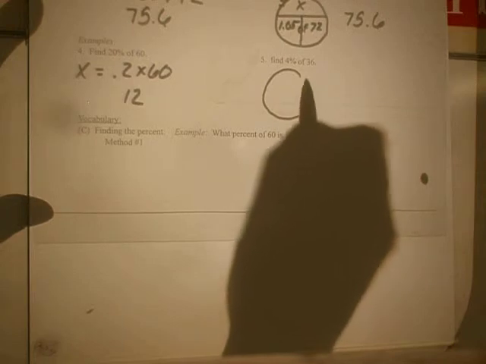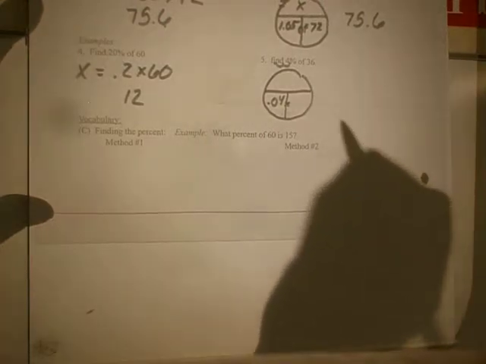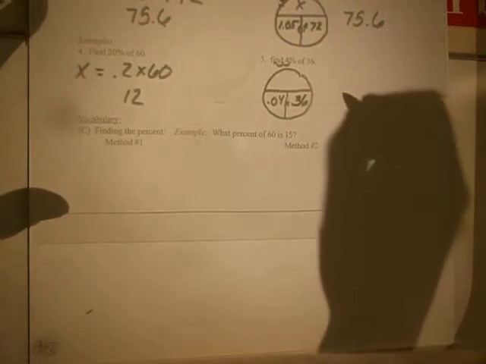And I'm going to do number 5 with the circle thing. 4% of 36. 4% as a decimal is 0.04. The "of" or the times goes there, and 36. So you will multiply 0.04 times 36. And what do you get when you multiply that? 1.44. So that would be your answer.